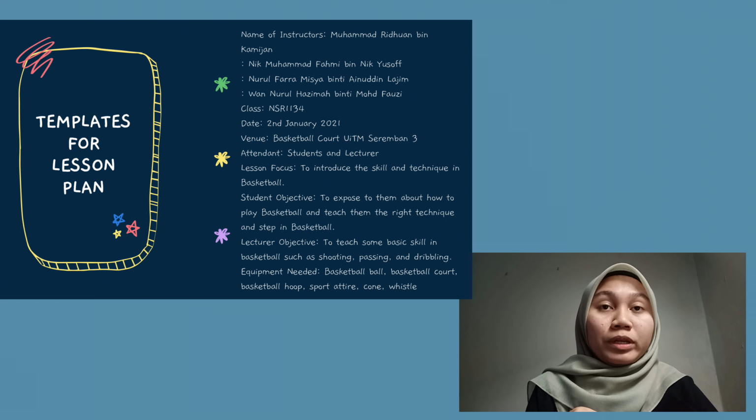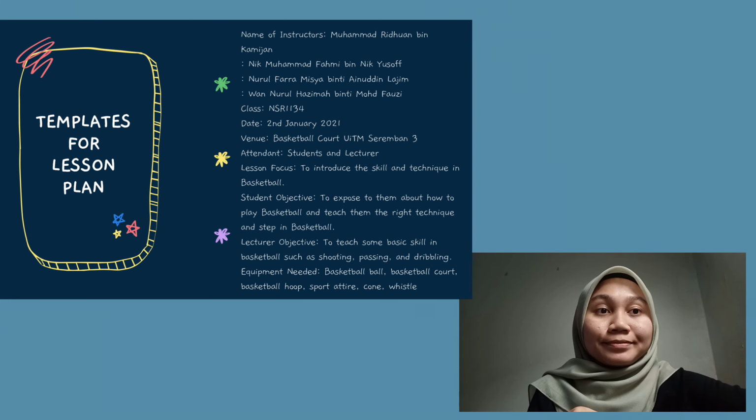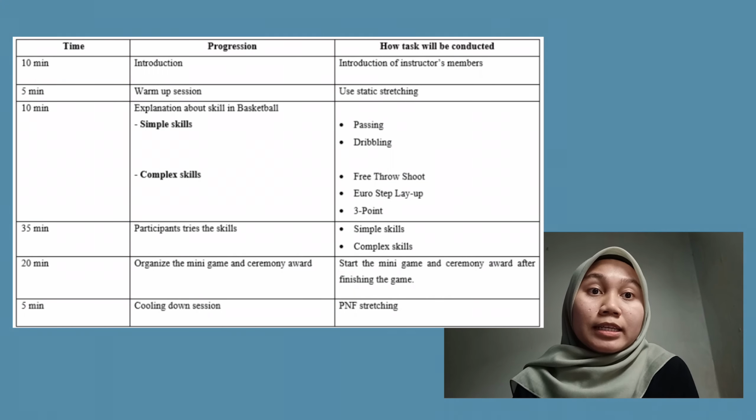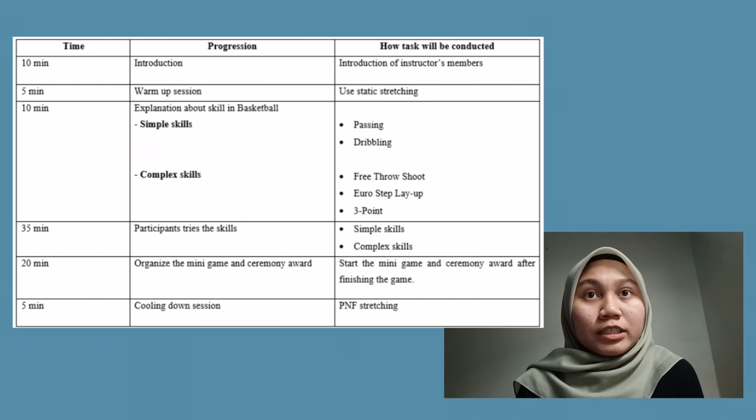Furthermore, the equipment needed for basketball is a basketball, basketball court, basketball hoop, sport attire, cones, and a whistle. Okay, for the lesson plan, the time will be set for 10 minutes for the introduction.